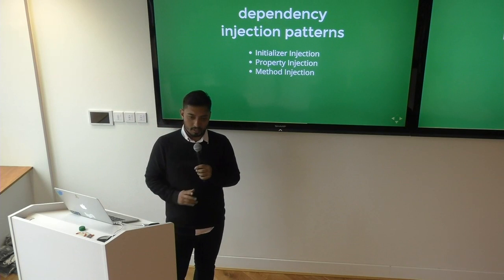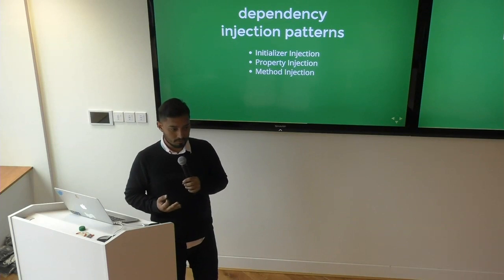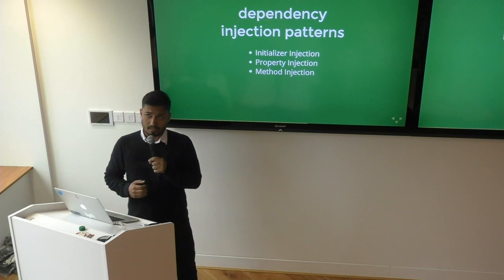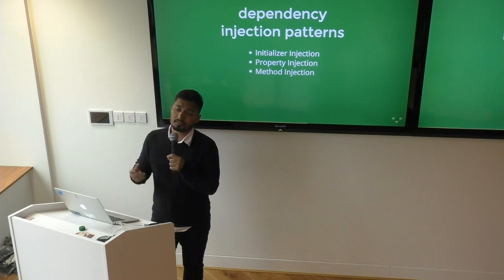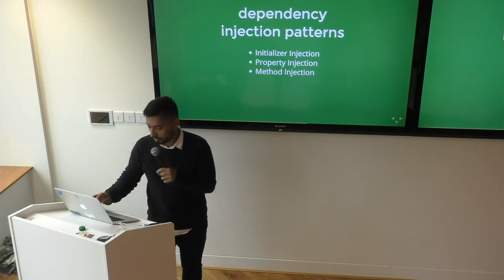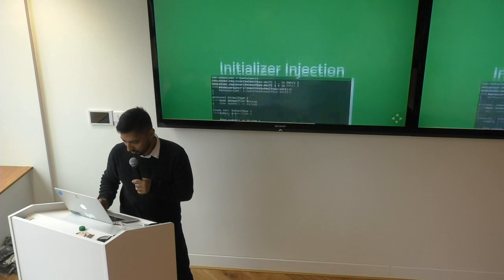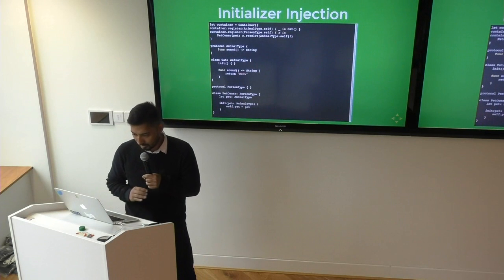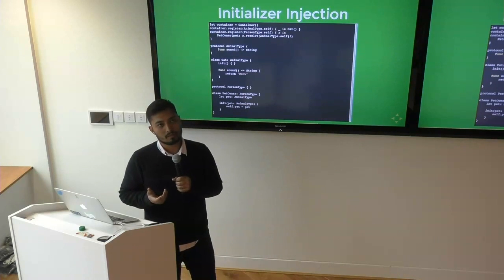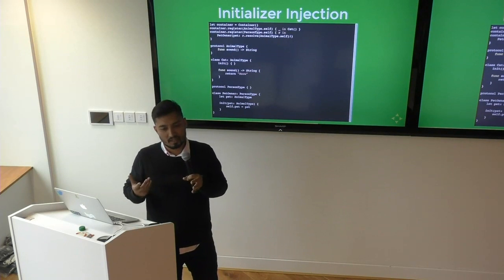So there are basically 3 ways that we use to insert dependencies: the initializer, the property, and the method. I will go through all of them. So this is the initializer injection. This is more like the way I do it.